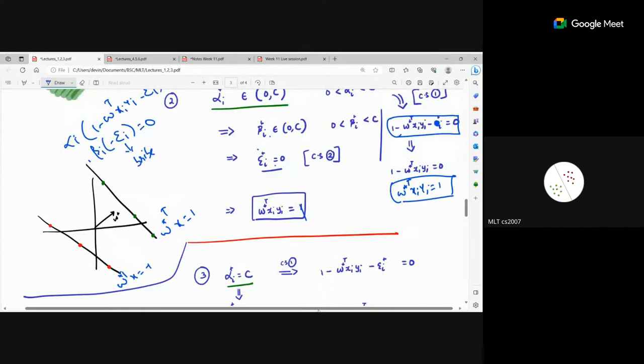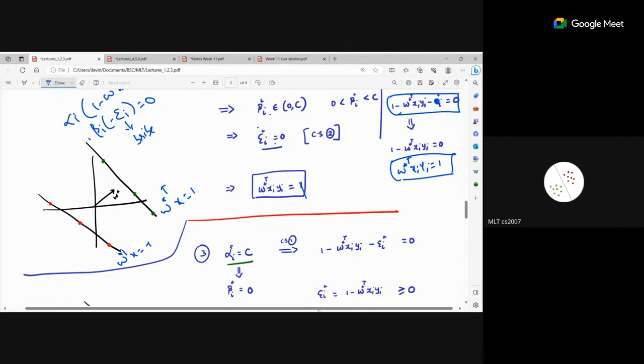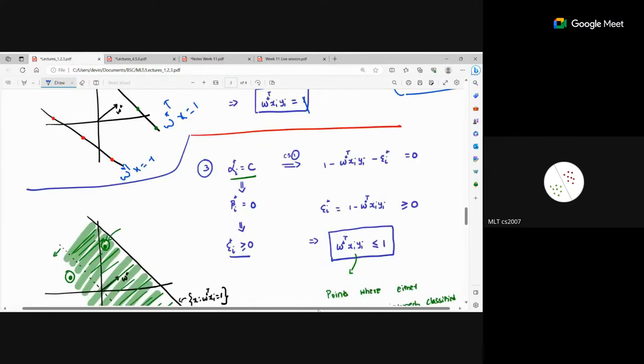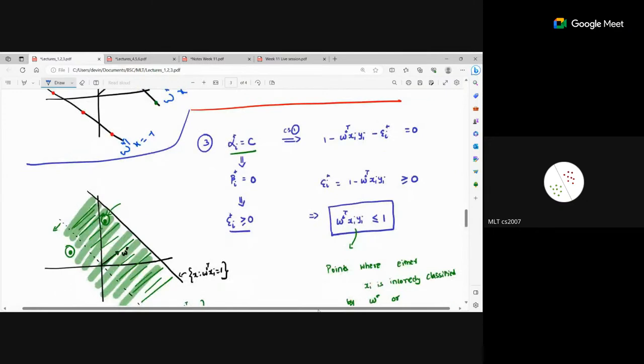So when alpha lies between zero and C, for whatever points fall in this case, you're not going to pay a bribe. When you're not paying a bribe, it means the point is correctly classified and satisfies the condition W transpose XAYI is greater than or equal to one. In this case it's exactly equal to one, so it's going to lie on the separating lines. All right.